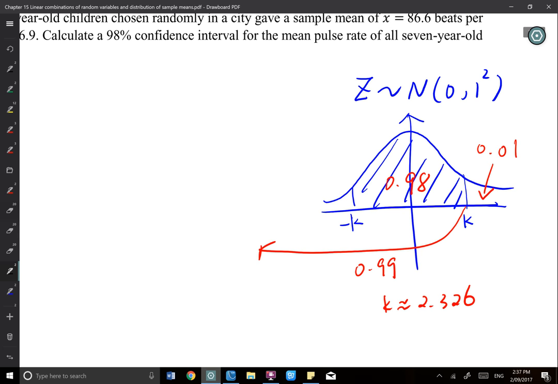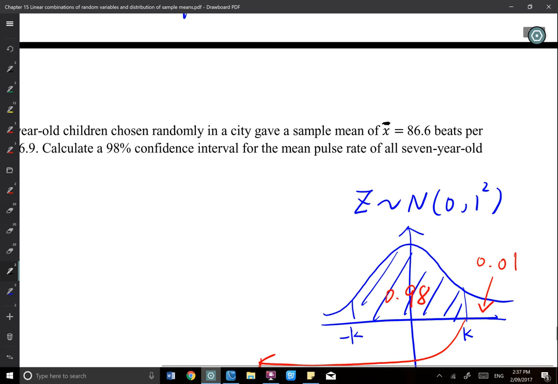So what we do is we want to know where our mu is. I want a range of values. I say my mu must be lying somewhere here. I don't know what exactly it is. Just forget all your theories, okay? So what you need is a sample mean. The sample mean given is 86.6.